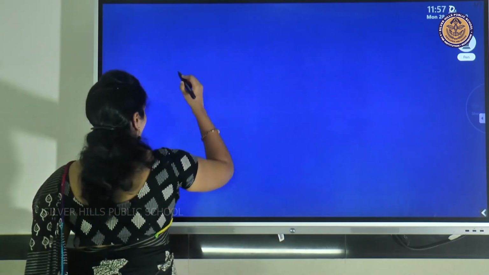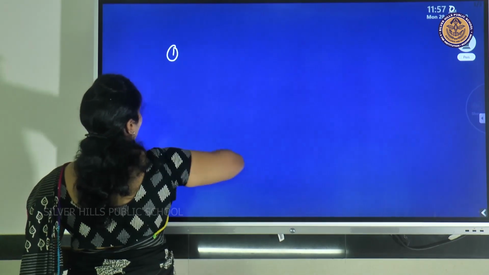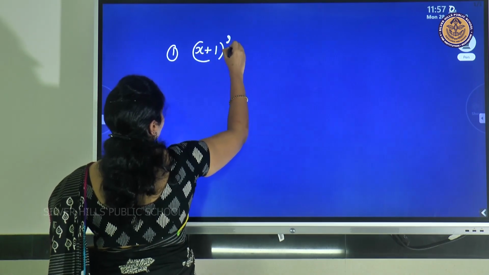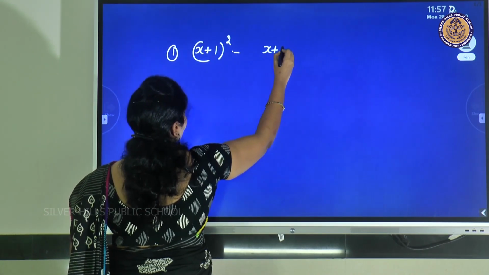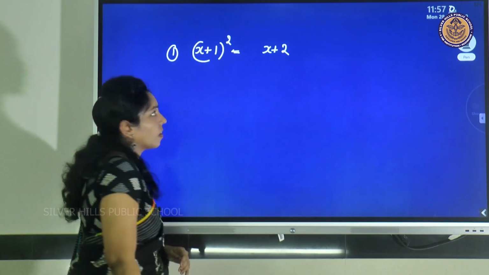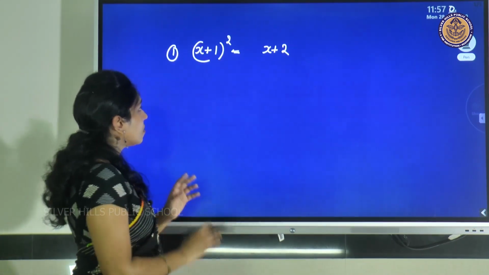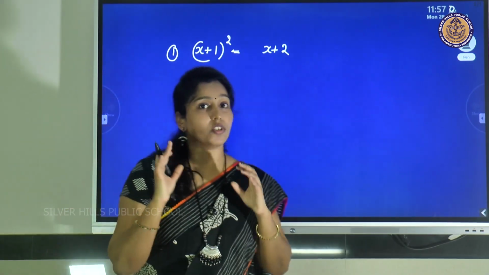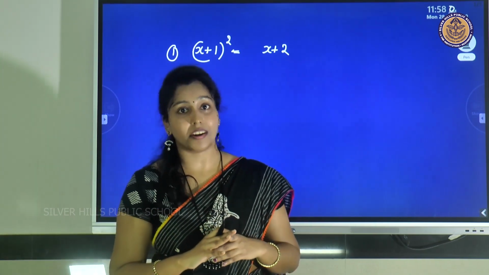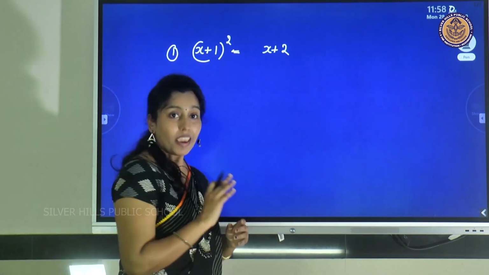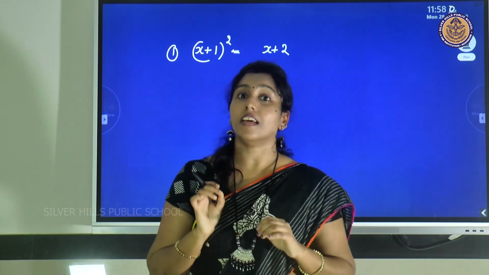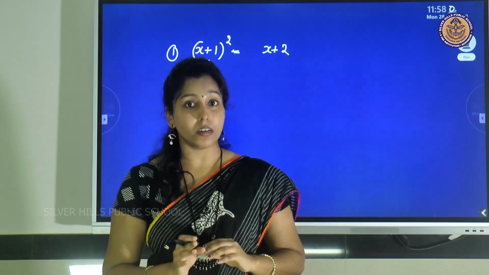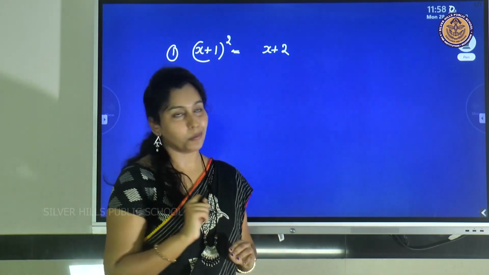So, let's go to the first question. We have an equation here. So I just want to check whether this is a quadratic equation or not. And we all know what the general form or the standard form of a quadratic equation is. The standard form is ax square plus bx plus c equal to 0, where a, b, c are real numbers, and one more condition, a not equal to 0.